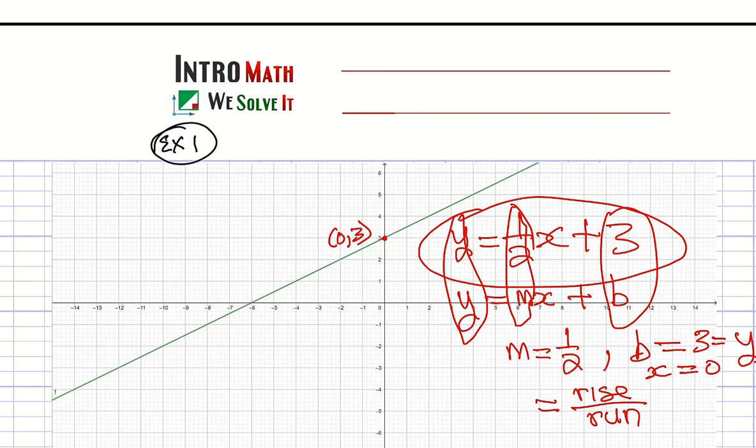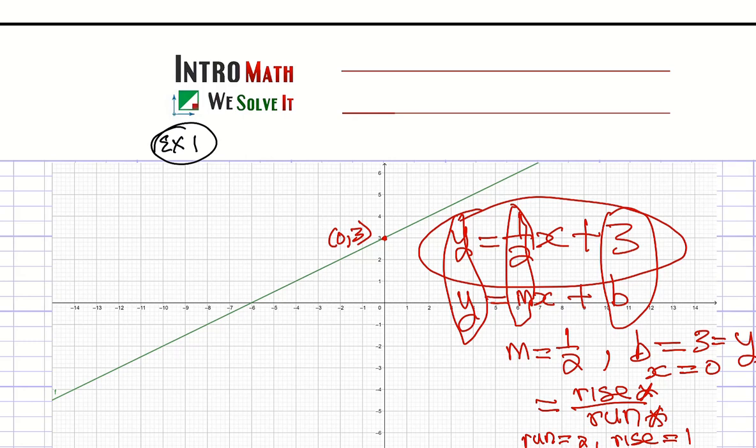Rise is 1, run is 2. See, that's his run, that's his rise. So you look at that. You have to be able to determine that run is 2, rise is 1, okay? So then you just use that information.